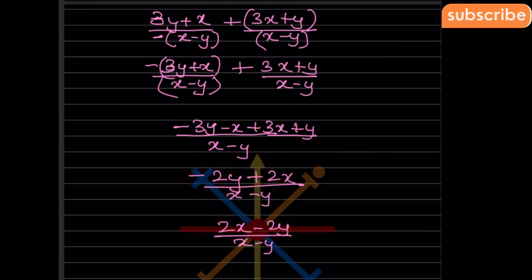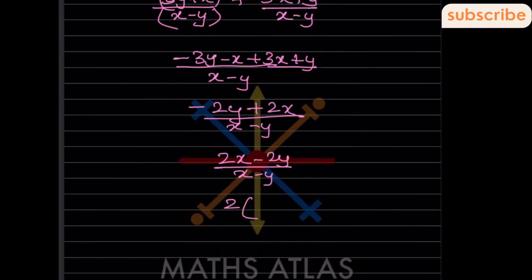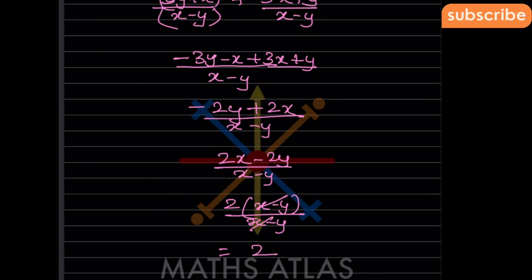So now what we can see here, from these two terms, 2 is common. So we can write here 2, and what remains in the bracket is x minus y, and the denominator is x minus y. So now this is actually a multiplication over here. So what will happen here? This and this will get cancelled. So what remains is 2. So the final answer is 2.